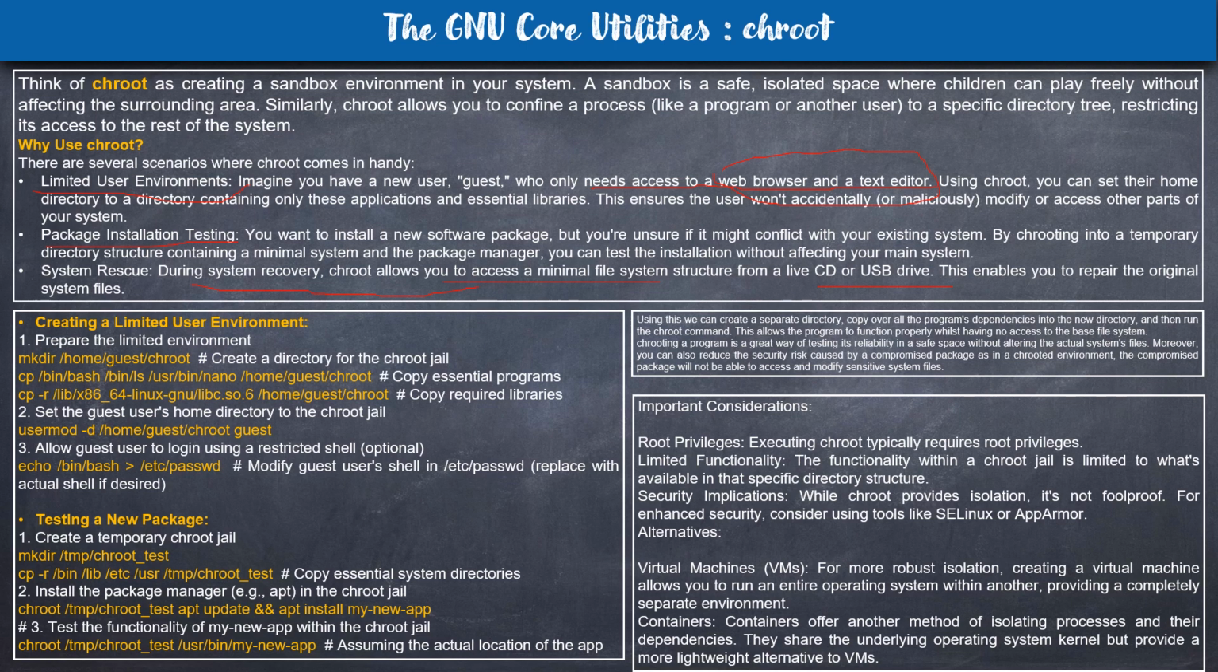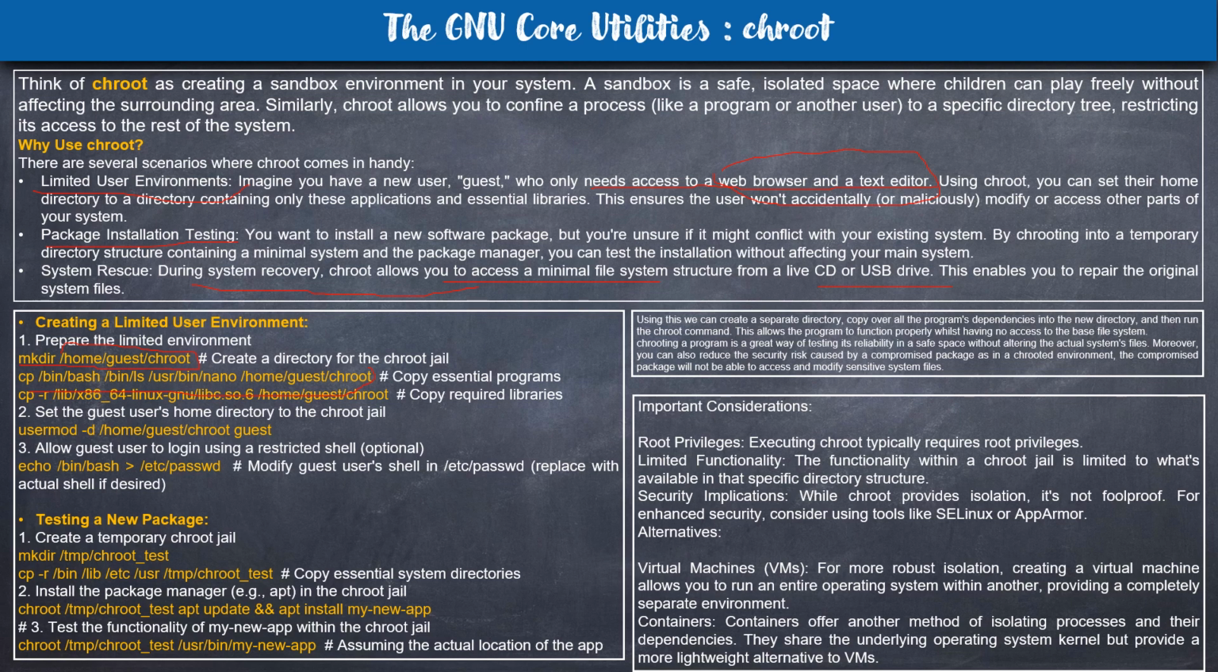Okay, so let's see how to create it. So preparing the limited environment, we will create a directory, that is chroot, inside home guest chroot. Then we'll copy bin bash, bin ls, bin nano to home guest chroot. Okay. So these are the essential binaries which we will be copying. So only these commands will be available for the guest user.